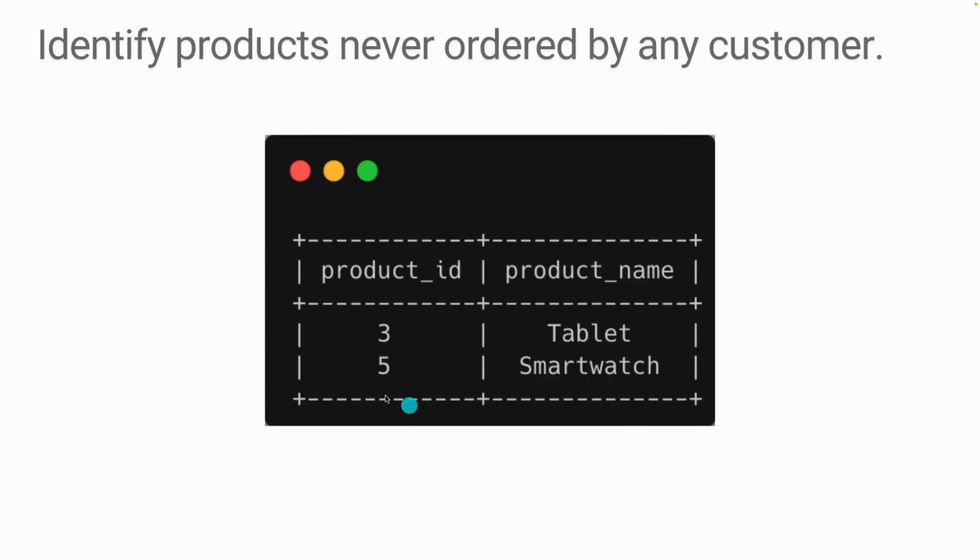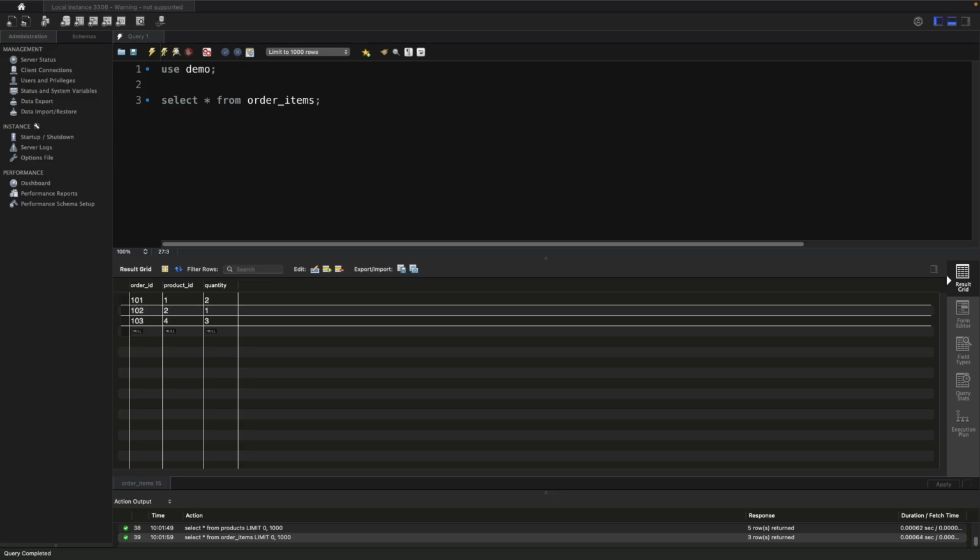So the output should look something like this. There are several ways of writing queries to populate this answer. Let me show you a few of them. We will be using not in. So the very first thing that I will do is retrieve all the unique product IDs that appear in the order items table.